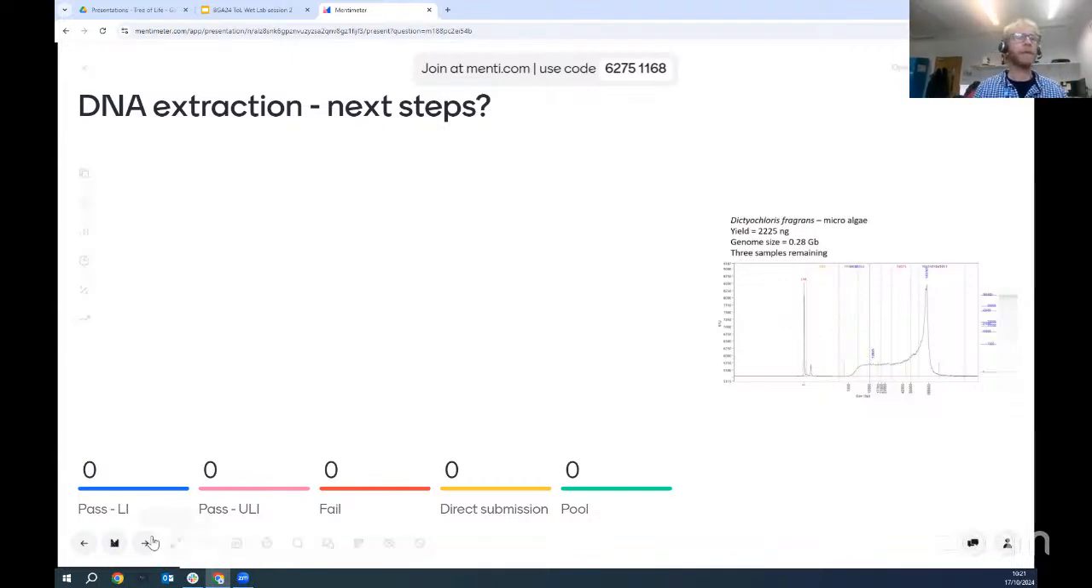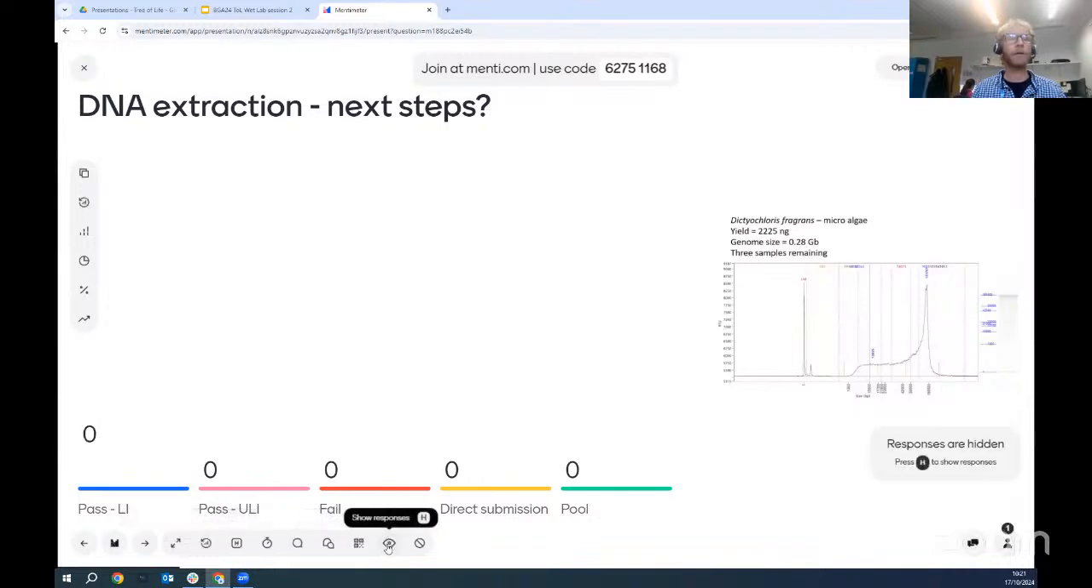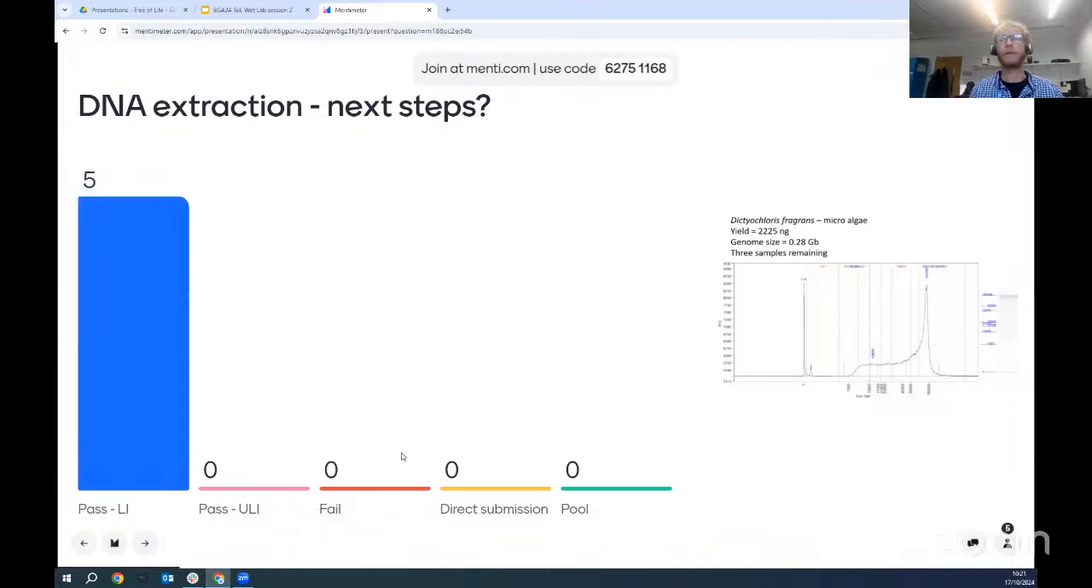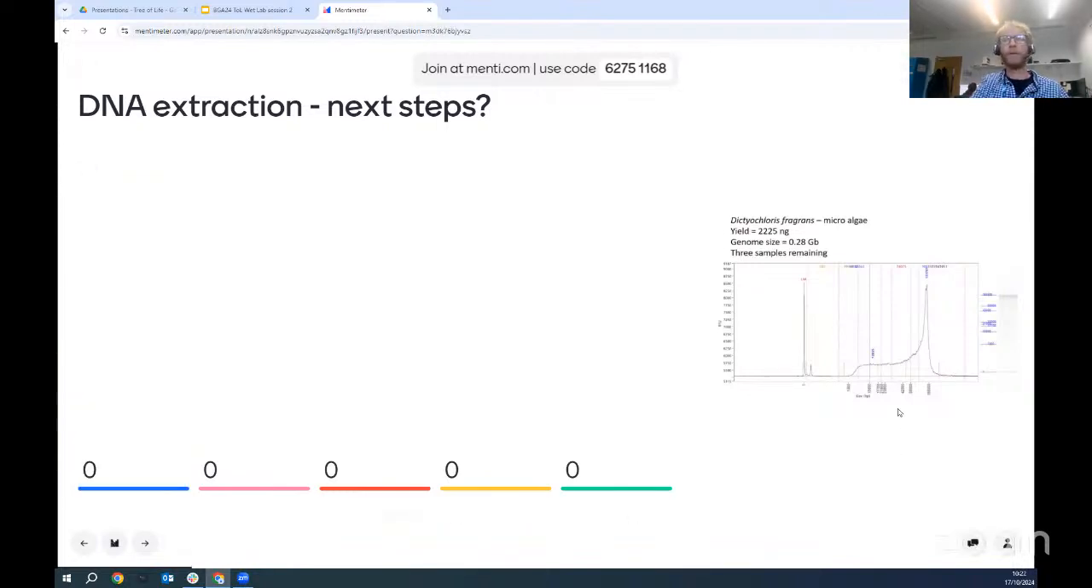So I hope everyone's had a chance to vote. Let's have a look at the responses. Has everyone voted? Yes. So we have 5 responses, pass for LI. So that's exactly what we do with this sample. As I said, the yield is very nice, and a nice high peak of DNA. And even though the genome size is relatively small, we would definitely choose LI over ULI library prep in most cases. Okay, move over to the next one.